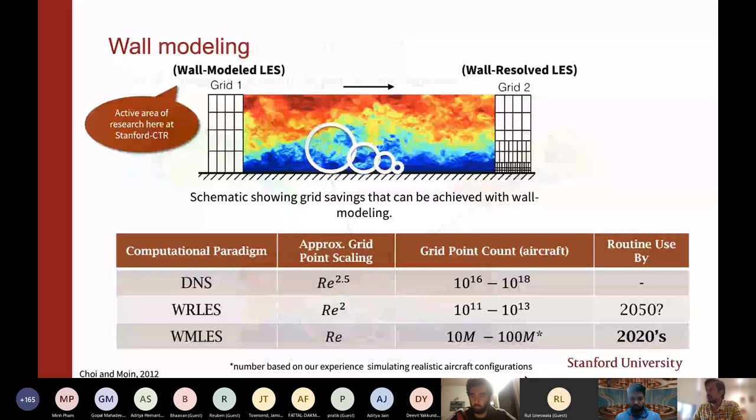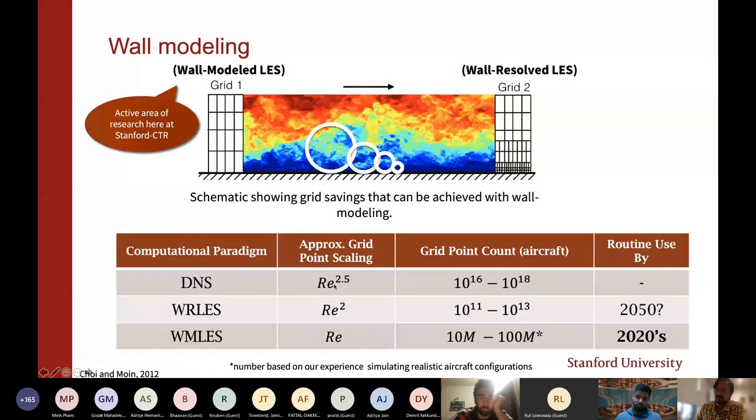So let's see how much. For example, it's the same schematic here. What we call this is wall-resolved LES, large eddy simulation, because we are resolving close to the wall. And that is W, that's here in the table.